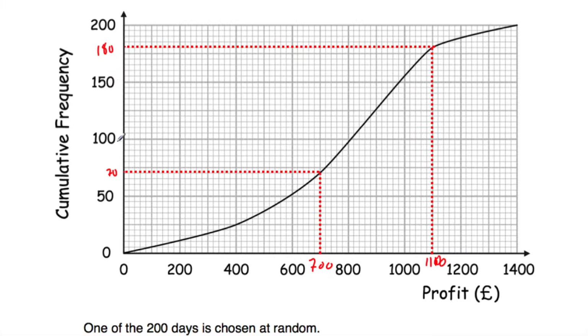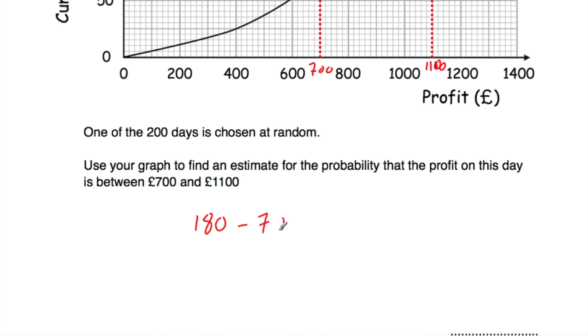So that means if we want to find out how many days the profit is in between £700 and £1,100, we take these away. We're going to do 180 take away 70, and that's equal to 110. So we're estimating that on 110 days the profit is in between these two amounts. So out of the 200 days, if you were to choose one at random, the probability that the profit is in between £700 and £1,100 would be 110 out of 200. And then we can cancel that down. We can divide both of them by 10, and that'll be 11/20. And that's it. So that's our estimate for the probability that a day chosen at random has a profit between £700 and £1,100. And that's it.